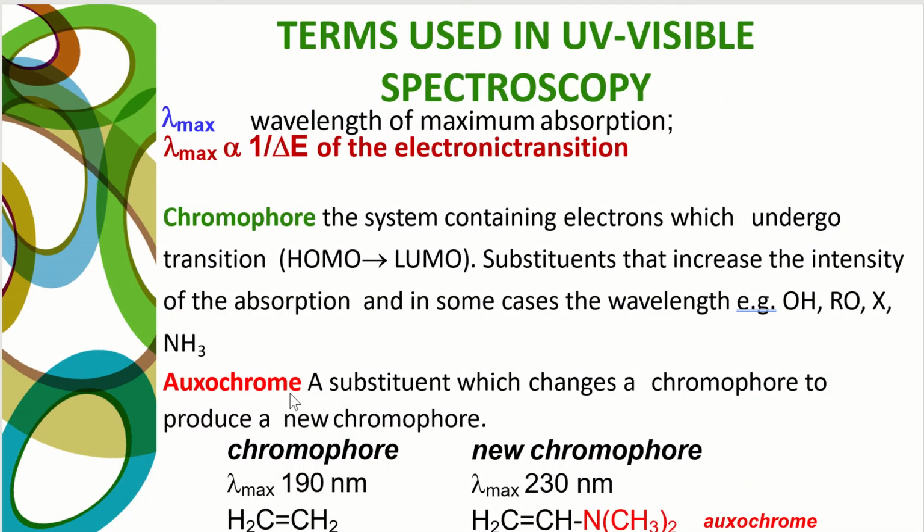Another term, auxochrome, which is a substituent which changes a chromophore to produce a new chromophore. So here we have ethene, which is a chromophore. It has a lambda max of 190 nanometers. So one of the hydrogens was replaced by this amine group here, and therefore they formed a new chromophore with a new lambda max of 230 nanometers. So it's an auxochrome, which is a substituent which changes a chromophore to produce a new chromophore.